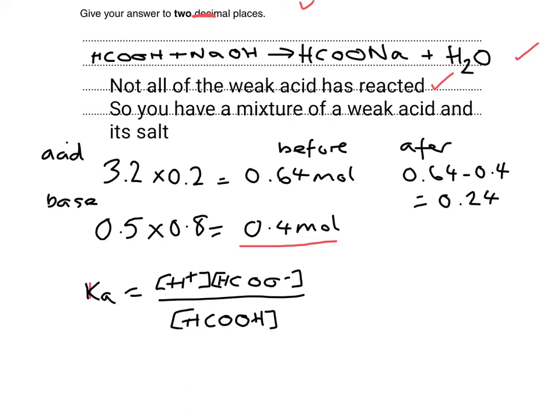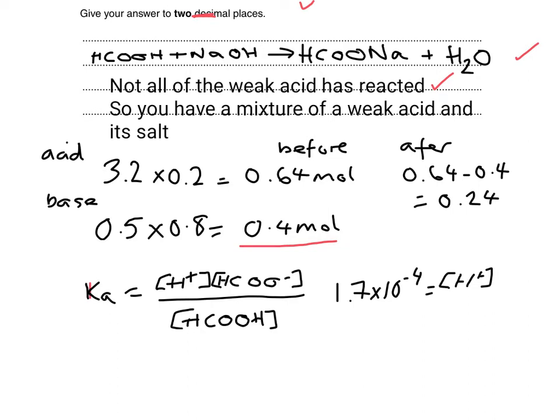Okay, I can use this to work out my pH. So from the question at the beginning, we have that Ka equals 1.7 times 10 to the minus 4. We're trying to find out our concentration of hydrogen ions.